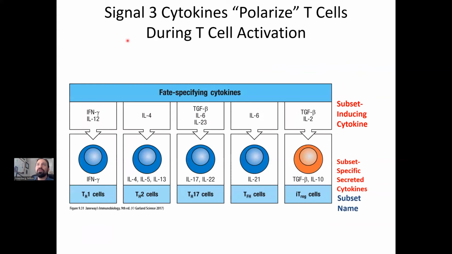So how does this stuff work? We have all these different T cell subsets: TH1, TH2, TH17, follicular helper cells, regulatory T cells. How do all of these work? How do they get turned on? That's signal 3. That signal 3 is made by the dendritic cells.